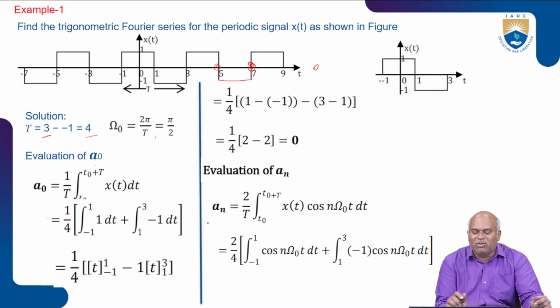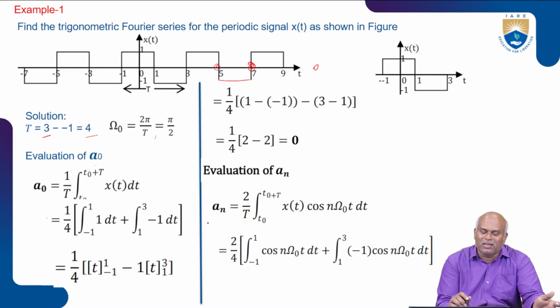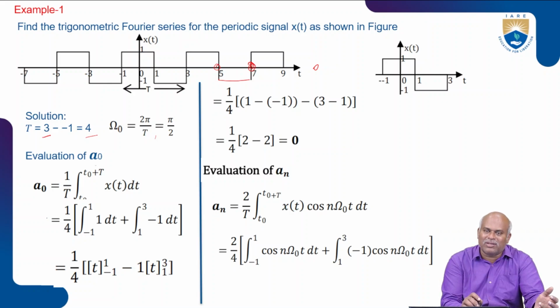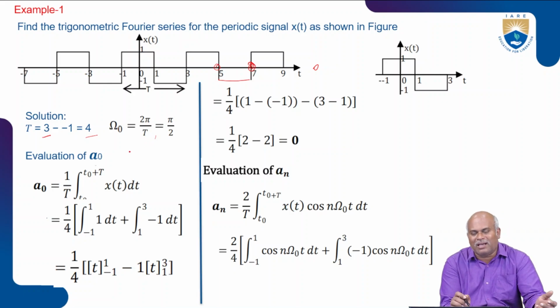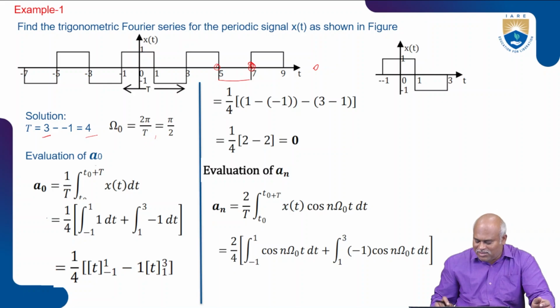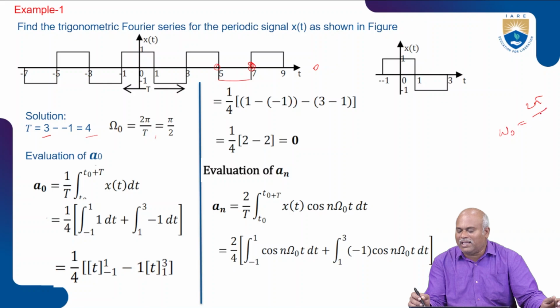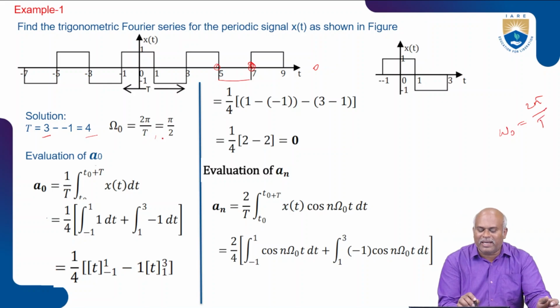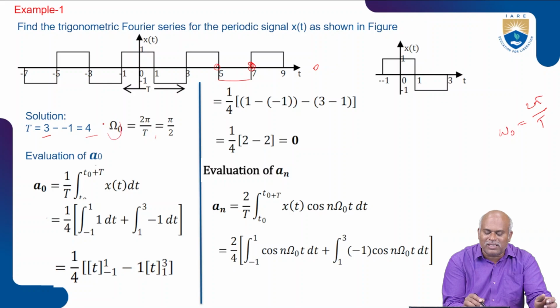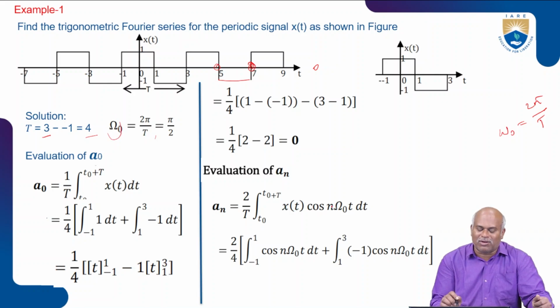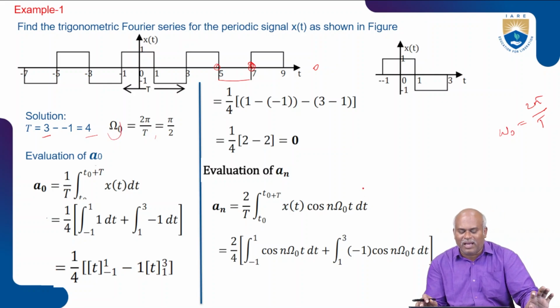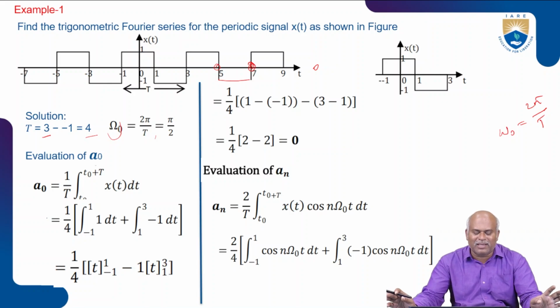Next, we go for omega 0. Omega 0 is equal to 2 pi by T, as we studied for signals. So omega 0 equal to 2 pi by T, that is pi by 2. Now the analog signal omega 0 is equal to pi by 2.